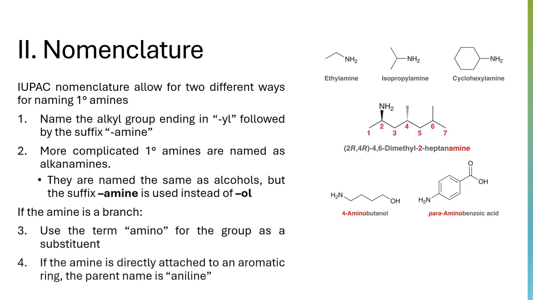If the amine is directly attached to an aromatic ring, the parent name is aniline. We have here, for example, aniline, meta-chloroaniline, 5-ethyl-2-fluoroaniline.